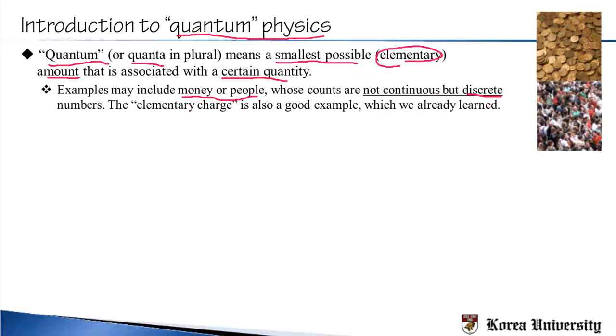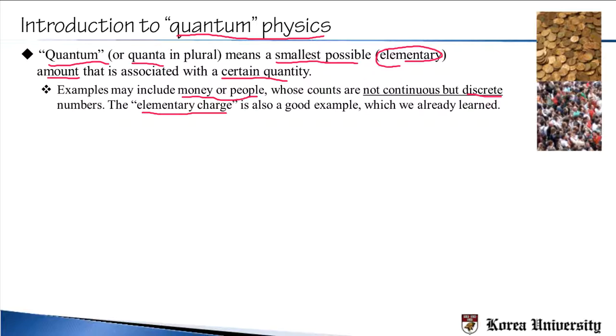Okay. And in fact, we have already learned an example of a quantum, which is the elementary charge. In the beginning of this chapter, we learned that the amount of charge is always the elementary charge multiplied by an integer. So if you remember that, this elementary charge is already something we learned about this quantum.